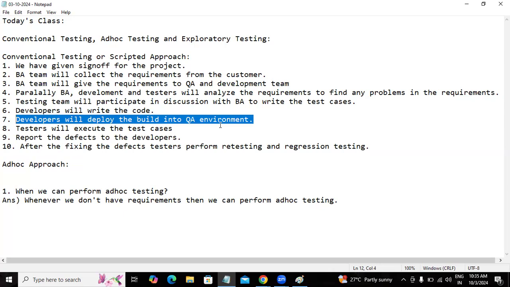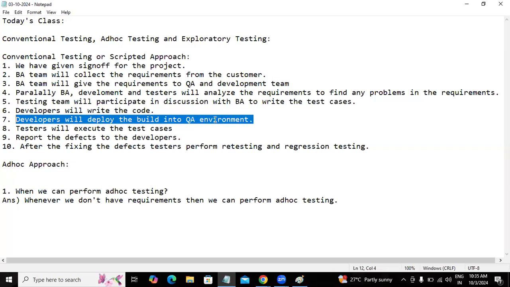There are some advantages and disadvantages in ad hoc testing. The advantage is quick bug finding. We can find defects early, and we are simultaneously learning and executing the application. Whenever the application is deployed into the testing environment, we execute it and learn how the functionalities are working at the same time.